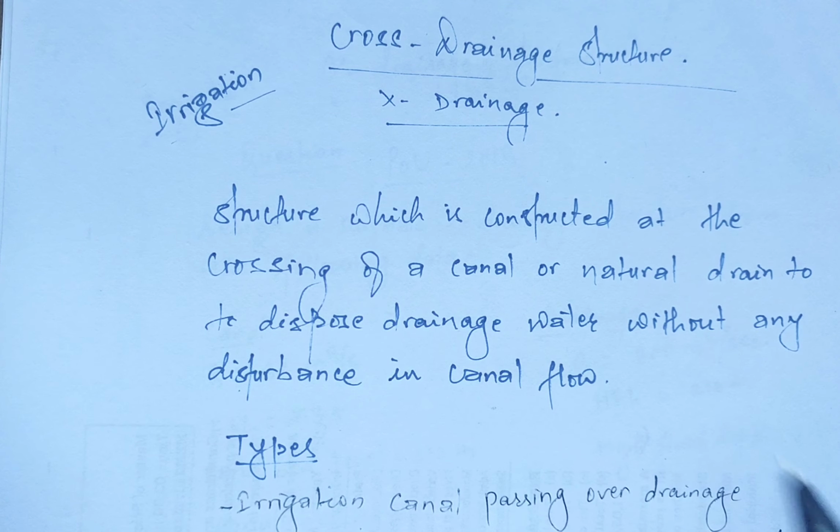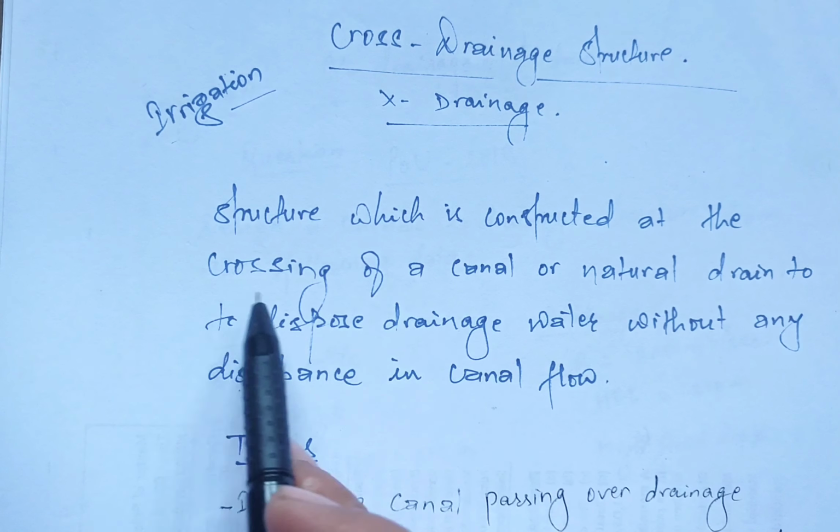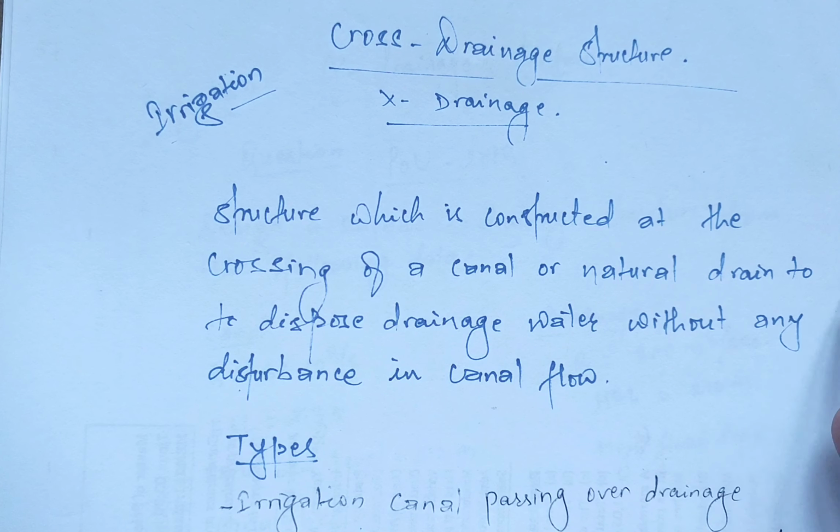In this video we are talking about the cross drainage structure. A cross drainage structure is a structure constructed at the crossing of a canal and a natural drain to dispose of drainage water without any disturbance in the canal flow. It is said to be a cross drainage structure.